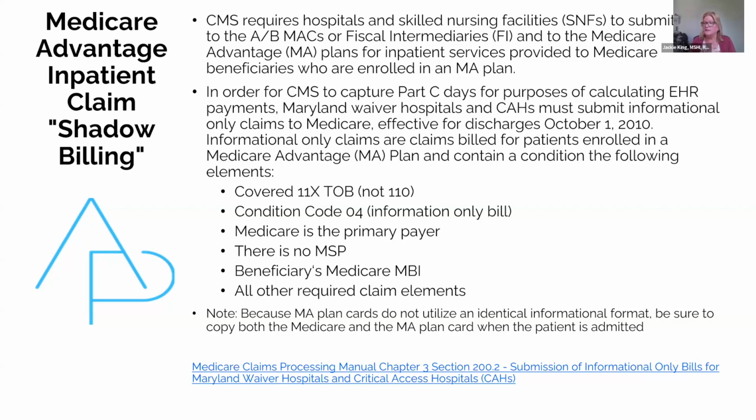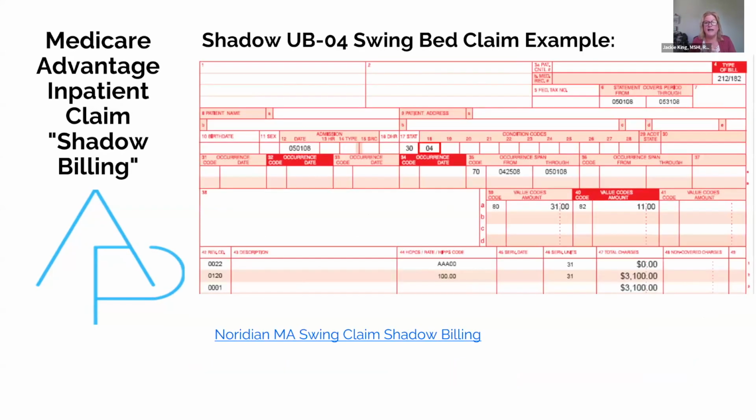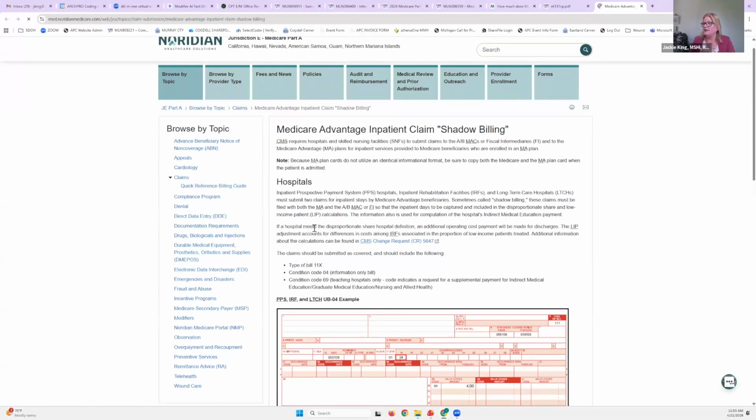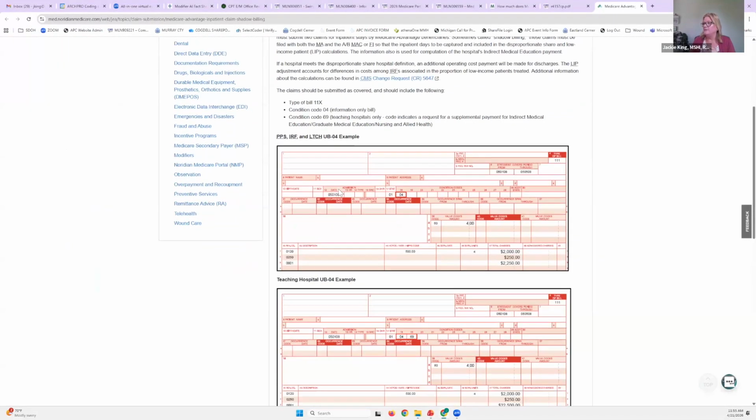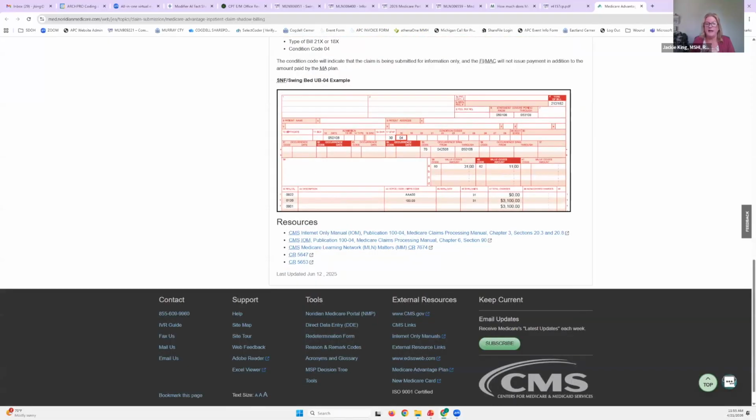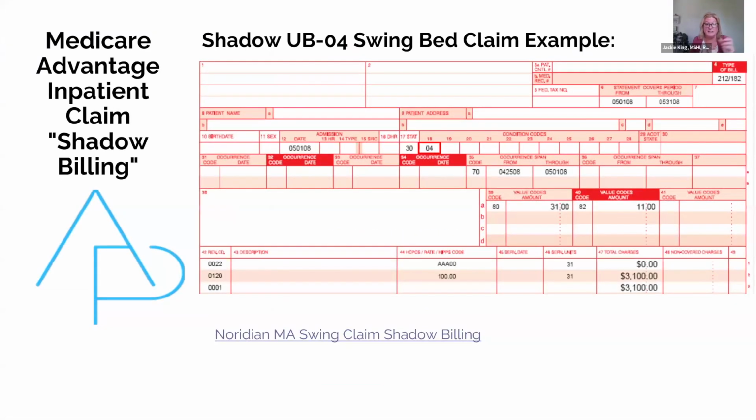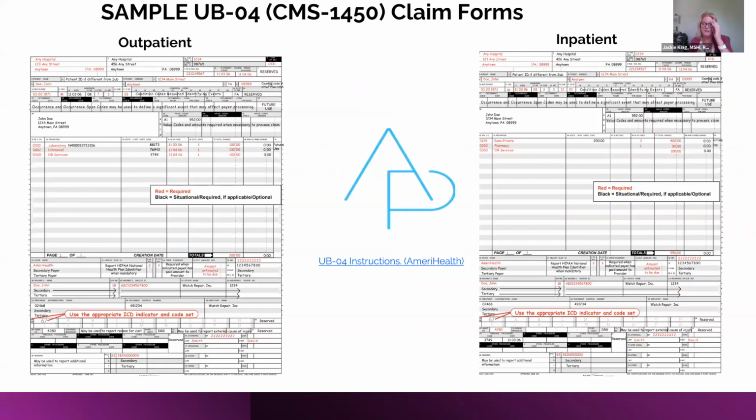Okay. So lots of information on this slide. Here is what a shadow claim, kind of a claim example, looks like when it goes out. You'll see all these field locators. You'll see that this is saying it's an informational only bill. It's got the date, it's got some revenue codes and some money, so they can calculate that. This is where I pulled this information, so you can look it up and take your time and read through it. There's inpatient or swing bed. Okay, if you didn't know that, that's something new. I learned that way back when I first worked at a critical access hospital.